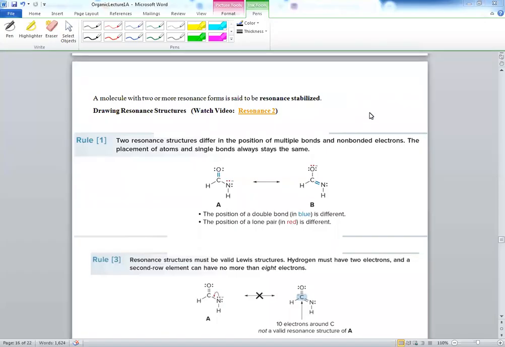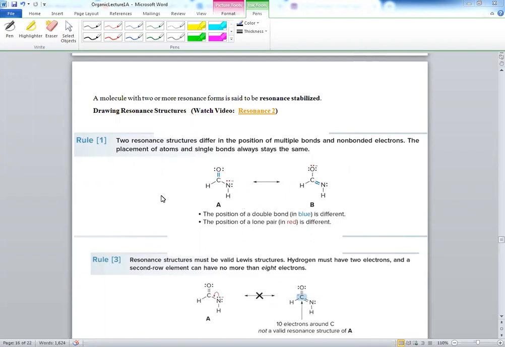Drawing resonance structures. Remember, resonance is important because it stabilizes a molecule. You will see in this class that a lot of reactions are driven by stability and instability. Before you attempt to draw resonance structures, you need to remember a few rules.